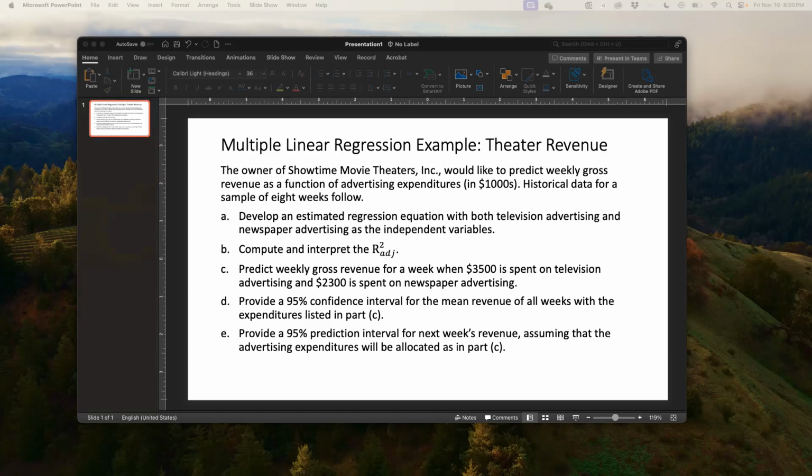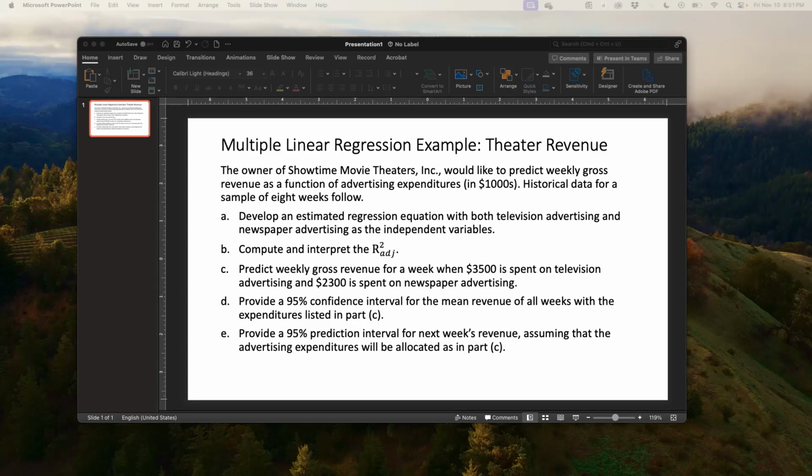example. So the question says, the owner of a Showtime movie theater would like to predict weekly gross revenue as a function of advertising expenditures. So basically, that expenditure is in thousands of dollars. Historical data for a sample of 8 weeks follow. So basically, they have provided us data with 8 weeks of information for our analysis.